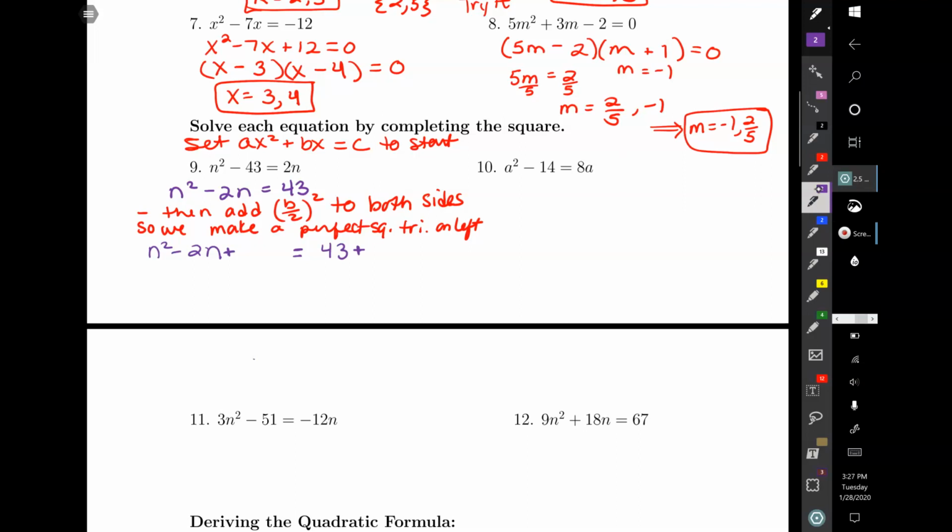So b over 2 squared, in this case, I'm going to write that off to the side here, will be -2 over 2. It'll always come out positive because I'm squaring it. So I end up with -1 in parentheses squared. That's important. I think I'll put that in red here. So that comes out to be 1. So I'll be clear there. So I'm going to add 1 to both sides.